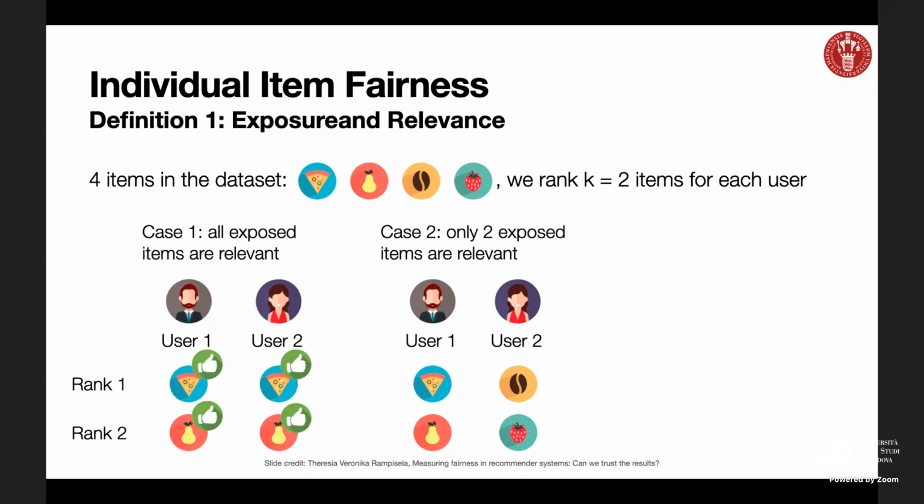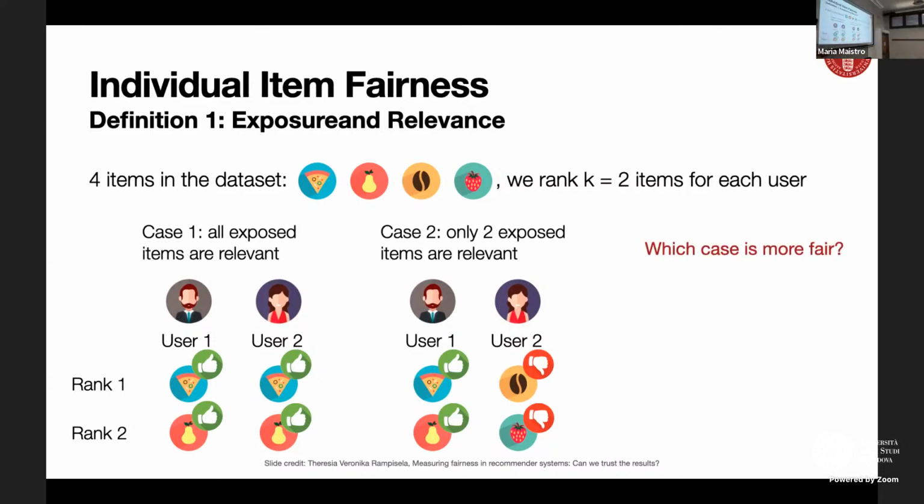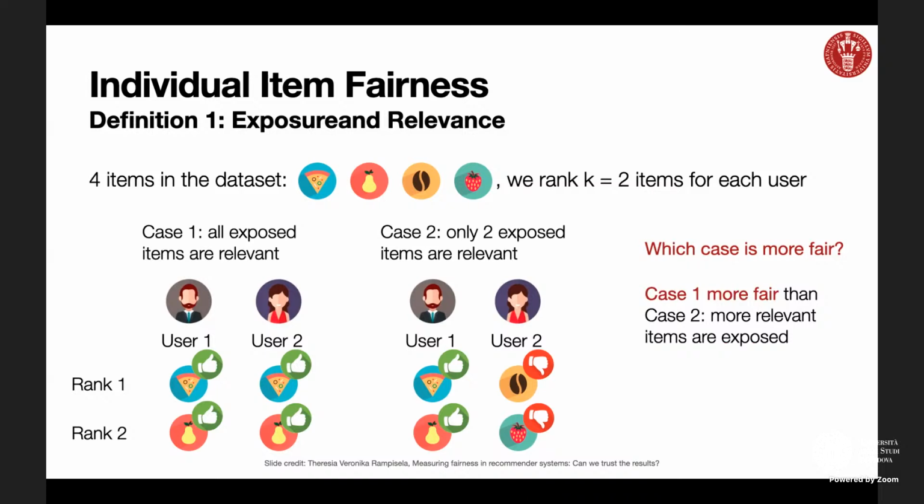So we assume that in case 1, all the users receive relevant items, while in case 2, user 1 actually gets relevant items, while user 2 gets only non-relevant items. So now the question is, which case is more fair? So who thinks it's case 1? Okay, some. Case 2? No one. So again, case 1 is more fair than case 2 because more relevant items are exposed.